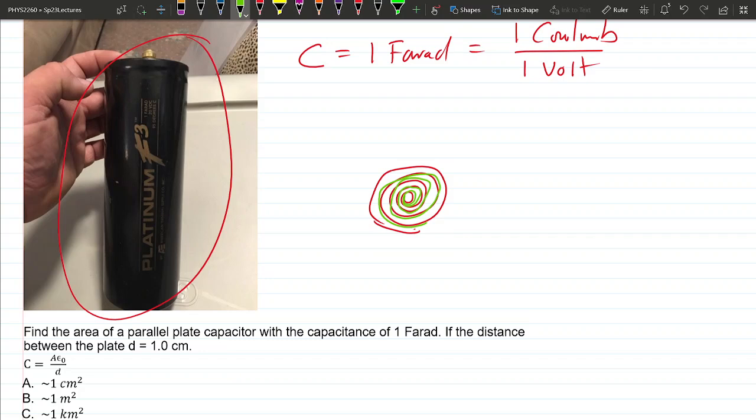Do you guys see how this capacitor can have a large area by rolling all these little layers of capacitor plates up, but still fitting it in? It's pretty big, it's like this big, but that's 1 farad.